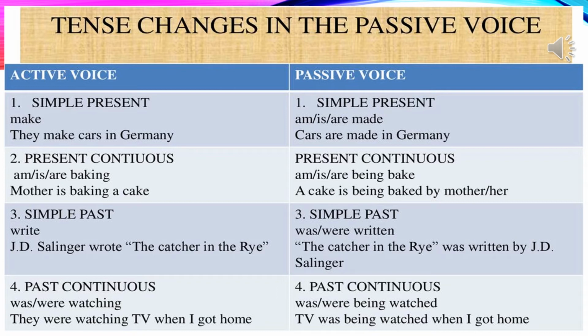Then comes past continuous tense. How is it changing in passive voice? Let us see. See the example. They were watching TV when I got home. See the answer. TV was being watched when I got home by them. So to convert a sentence from past continuous tense to passive voice, we can use subject plus was or were plus being plus V3 plus by plus object.